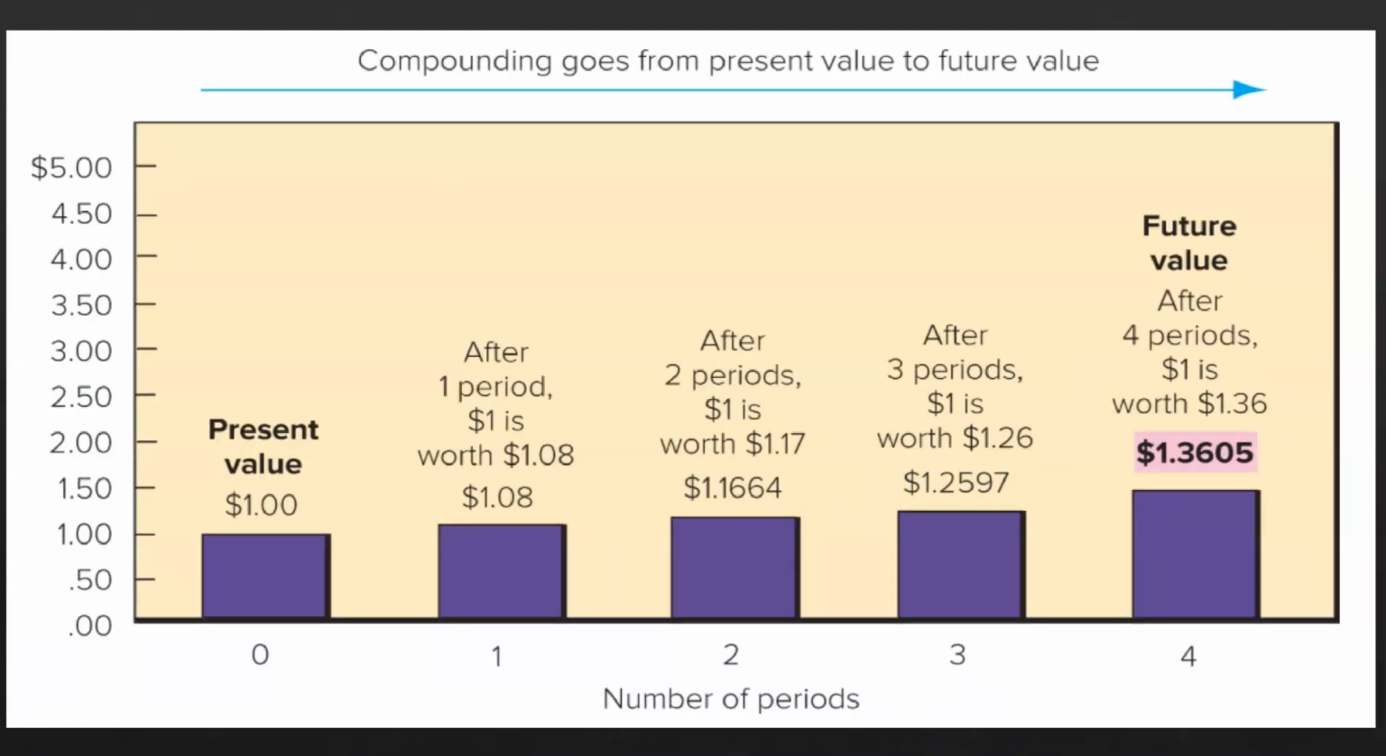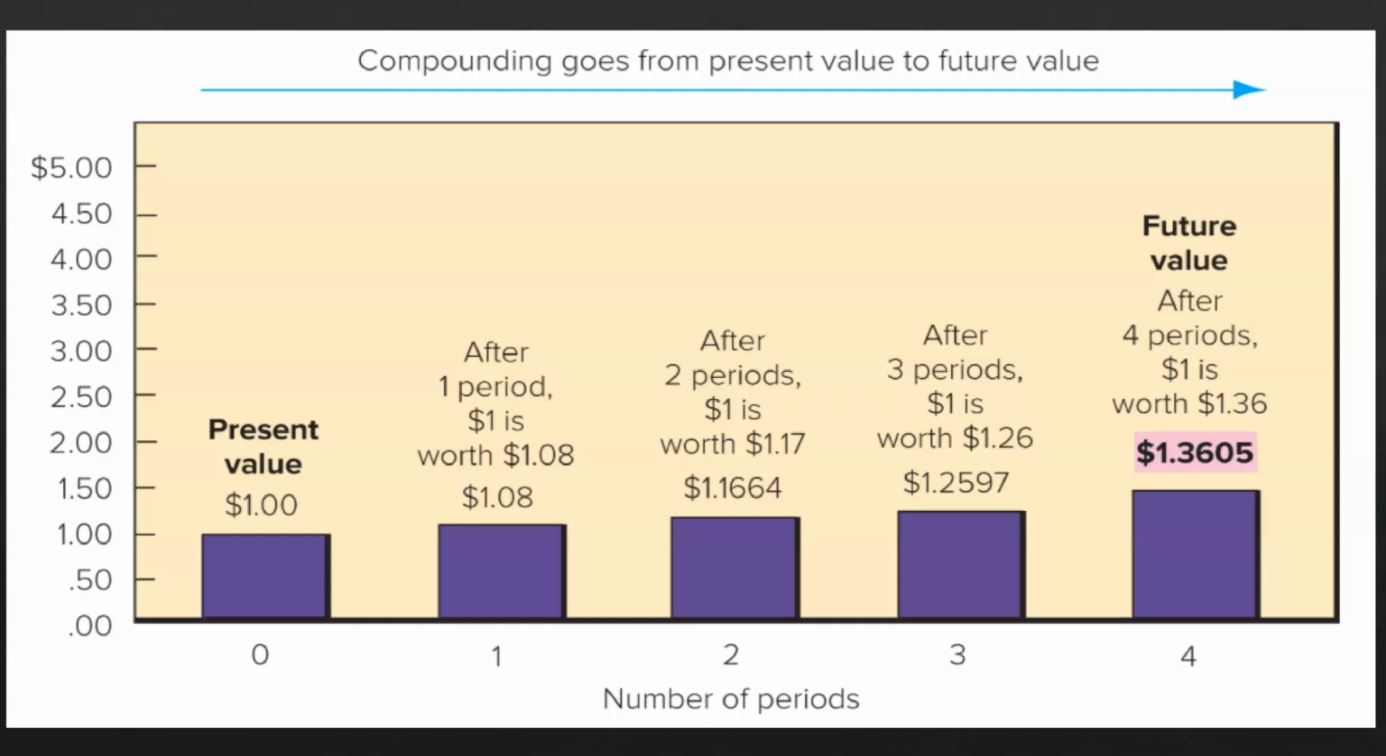So compounding goes from present value to future value. This is a picture of if you have a present value of $1, then each time you add some interest, right? So then you compound the interest and you have $1.08. And then after 2 periods, you compound the interest again and you have $1.17.